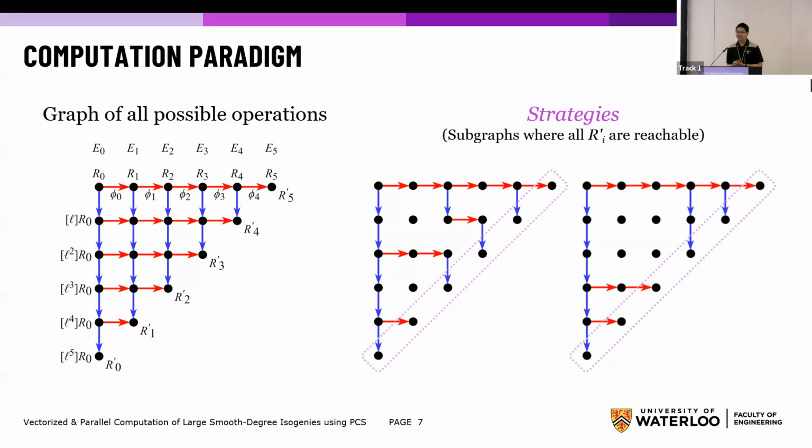And to formalize, on the left here, we have the graph of all possible operations. And on the right, what we want to have for the computation is a subgraph of it. We call these things strategies. Formally, strategies are subgraphs of those on the left, where all Ri prime, the kernel generators, or those on the diagonal line, are reachable from the input, this point on the top left corner. So here we can define several ways of doing the computation for large smooth degree isogeny.